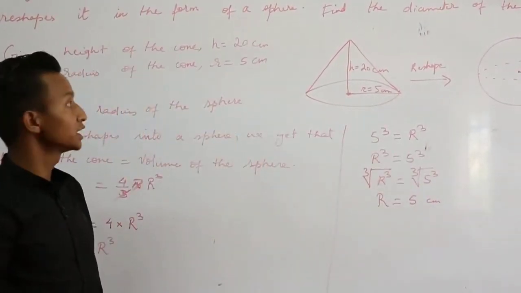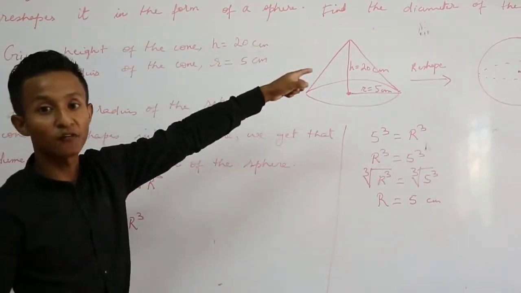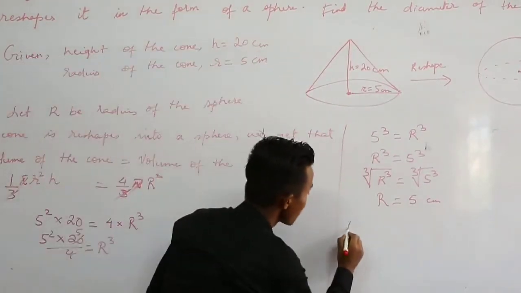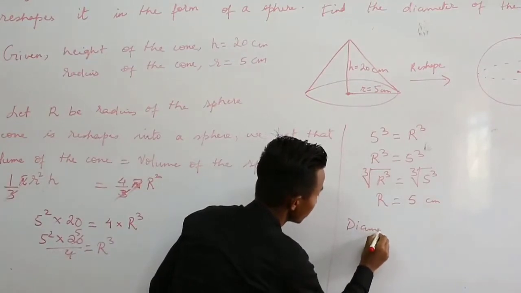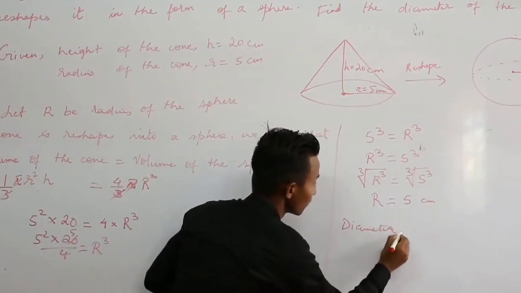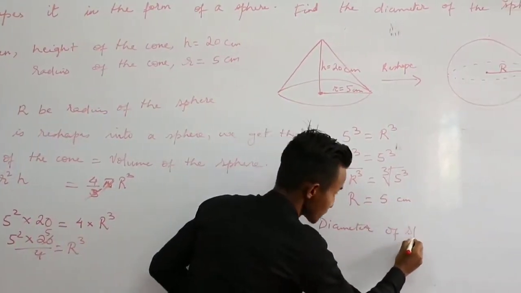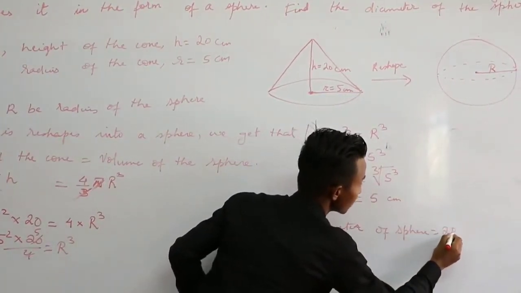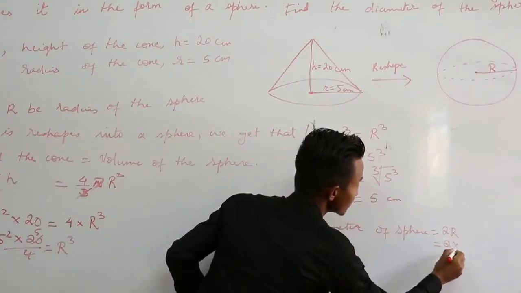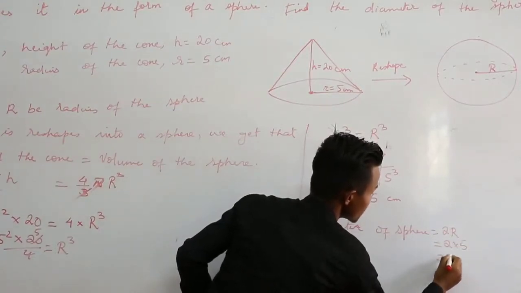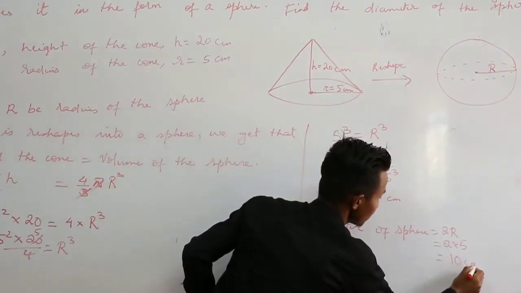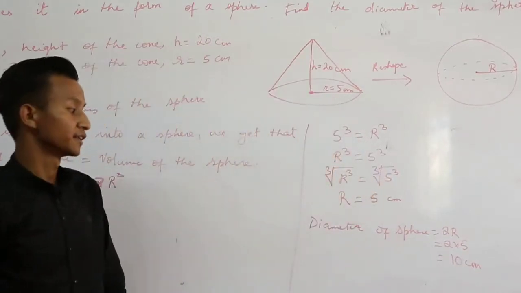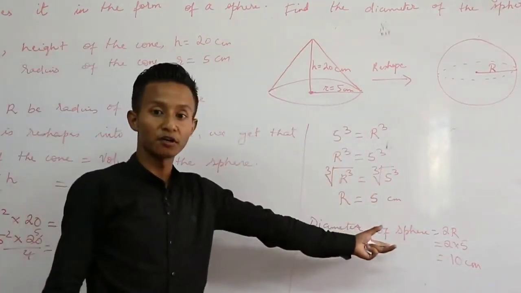But the question is, we have to find the diameter of the sphere. So the diameter of the sphere is equal to twice R, and twice into 5 is equal to 10 centimeter. So this is the diameter of the sphere.